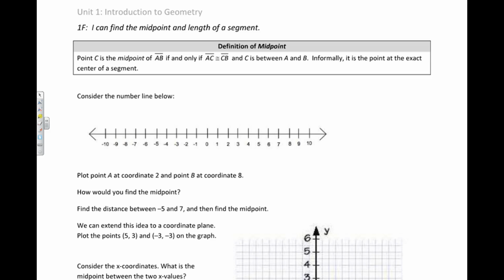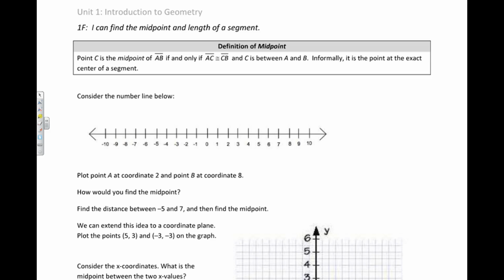All right, so we're going to start today by talking about midpoints. And a midpoint is the point that's exactly halfway along a segment. So we say that point C is a midpoint of AB if and only if AC is congruent to CB and C is between A and B. Informally, it's the exact center of a segment.